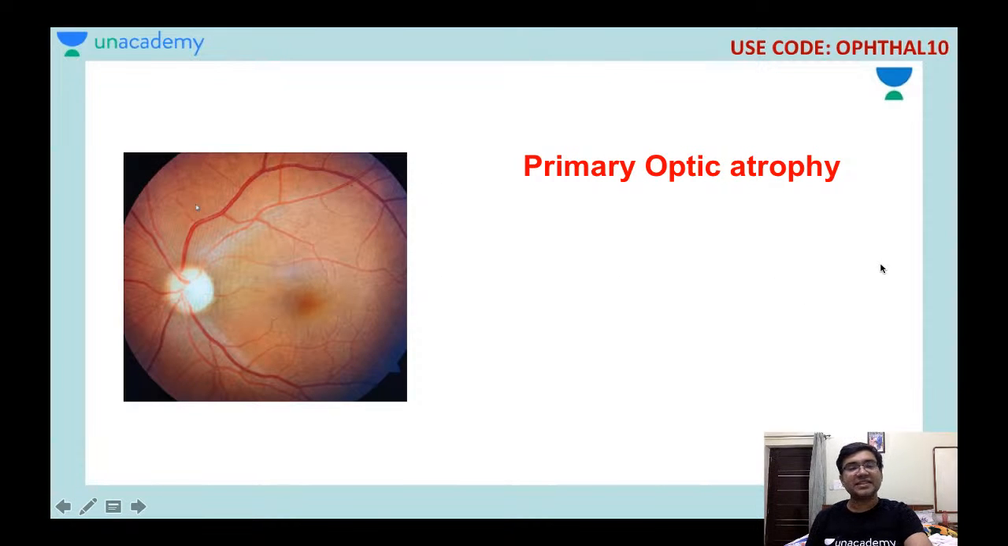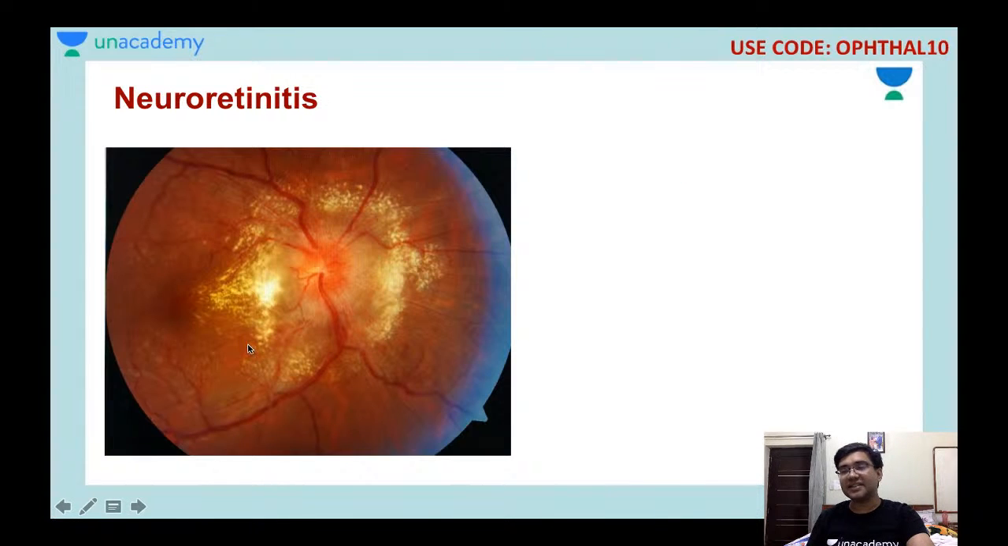Okay, then this is a picture of a primary optic atrophy. Why is it a primary optic atrophy? If you can appreciate in this picture, you can definitely see that there is a pale optic nerve head. Okay, there is a pale optic nerve head, but the vessels you can see are absolutely normal. So some conditions like macroadenoma of the pituitary, or some cases like multiple sclerosis, they may lead to a primary optic atrophy. Very important in a primary optic atrophy, the vessels are normal and the disc margins are distinct there.